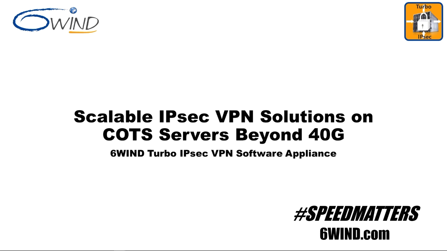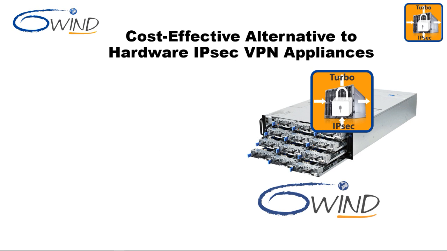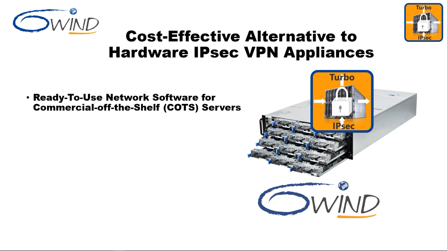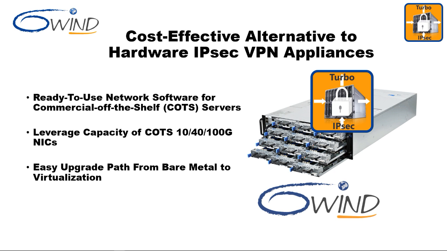Today we demonstrate how to scale IPsec VPN solutions on a COTS server beyond 40 gig. 6WIND Turbo IPsec is a cost-effective alternative to hardware IPsec VPN appliances. It's ready-to-use software for commercial off-the-shelf servers and supports 10, 40, and 100 gigabit Ethernet NICs. Finally, 6WIND Turbo IPsec includes an easy upgrade path from bare metal to virtualization.